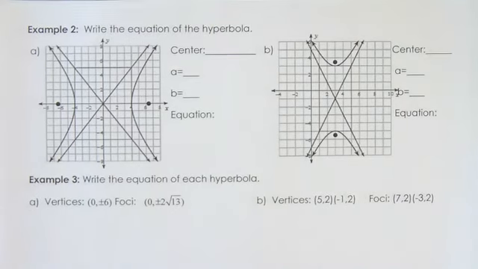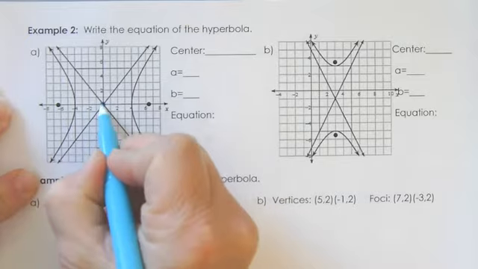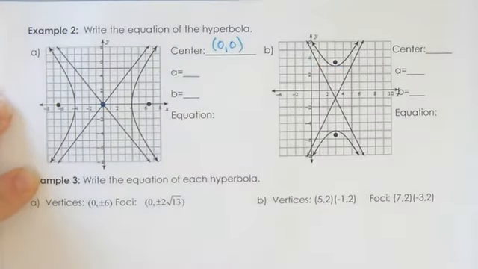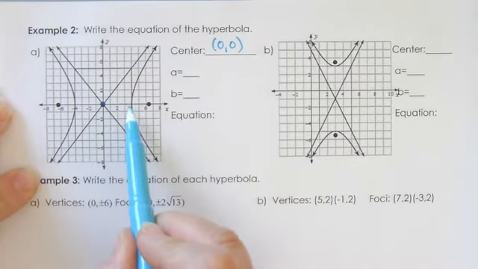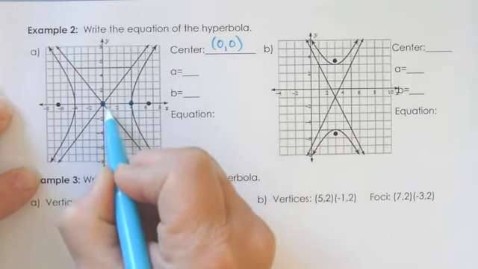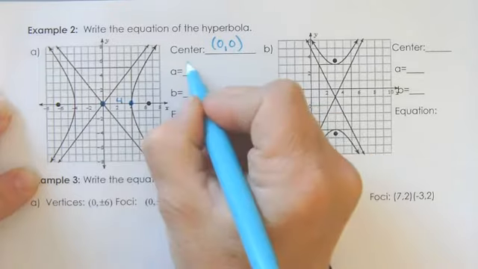Now we're going to go backwards, and I'm going to give you the graph, and you're going to write the equation of a hyperbola. So first thing to do is to find the center. Center for this one is right at 0, 0. A is going to be the distance from the center to a vertex. So here's my vertex right here, so you need to count over how far that goes, so that's 4. So A is equal to 4.